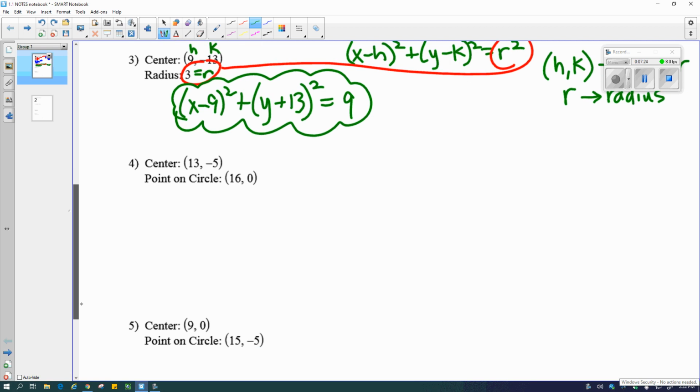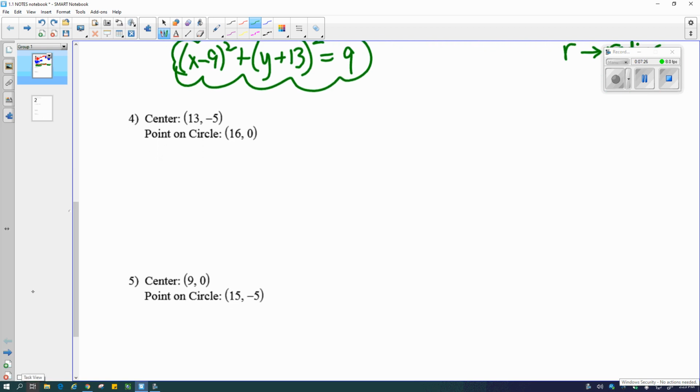But anyways, as I was saying, sometimes we're going to end up with having to do a little bit of work. And so in this case, I have the center, and then I have a point on the circle. And so I'm going to have to find the radius. I have my h and k, but the radius is the unknown.